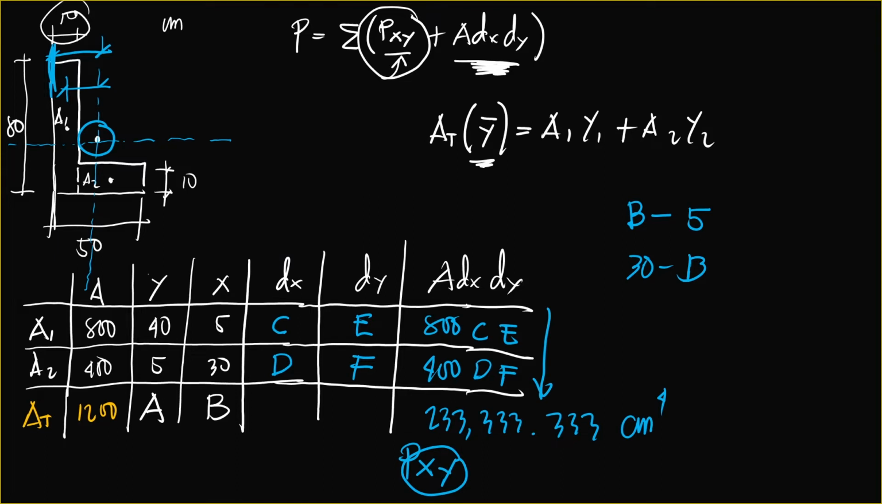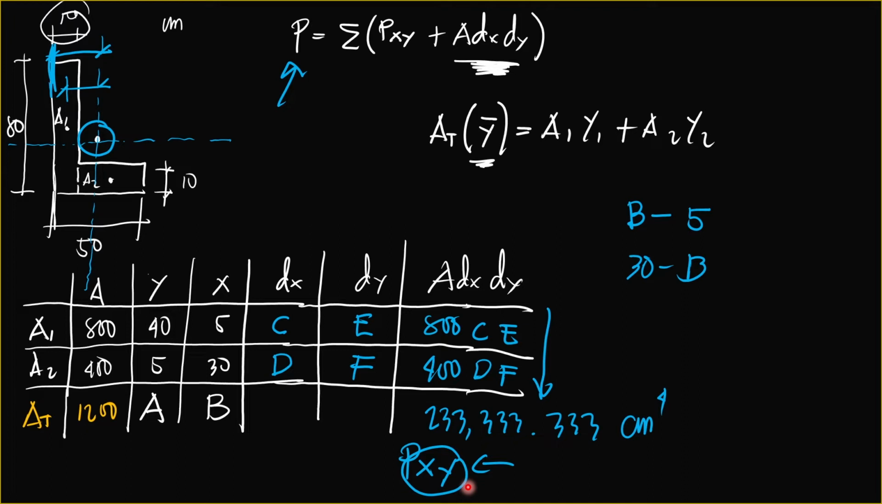The PXY has the subscript XY because it is with respect to the centroid of the composite shape. This PXY is with respect to the centroid of each individual shape. The result here is the PXY of the composite shape. Did you understand? Are there any questions?